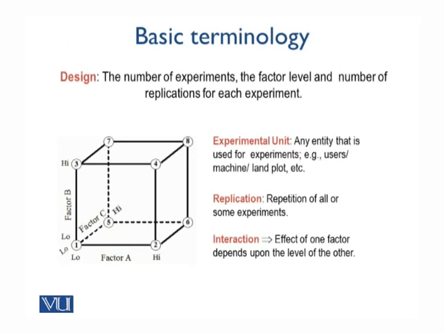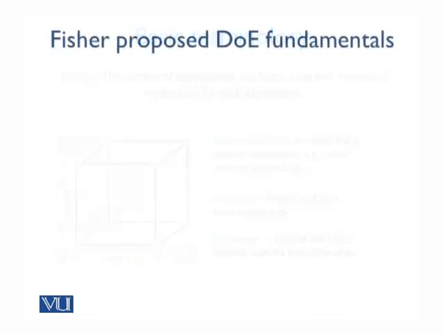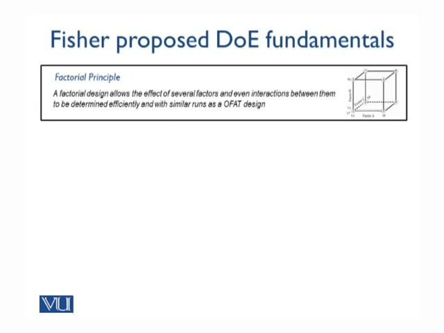Let me now reiterate and in a way wrap up this session by telling you about 4 design of experiment fundamentals which were proposed by Fisher. The first one is the factorial principle. The factorial principle is that it allows the effect of several factors and even interactions between them to be determined efficiently, using a lesser number of runs than you would require for a one factor at a time design.